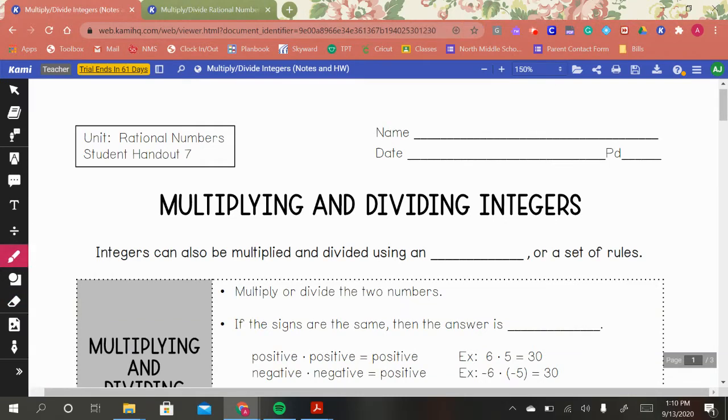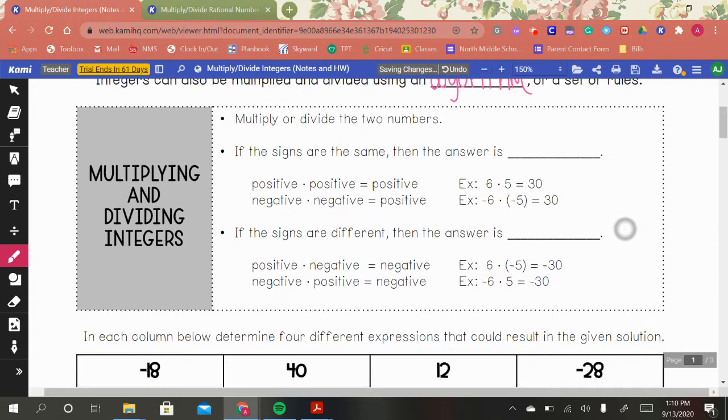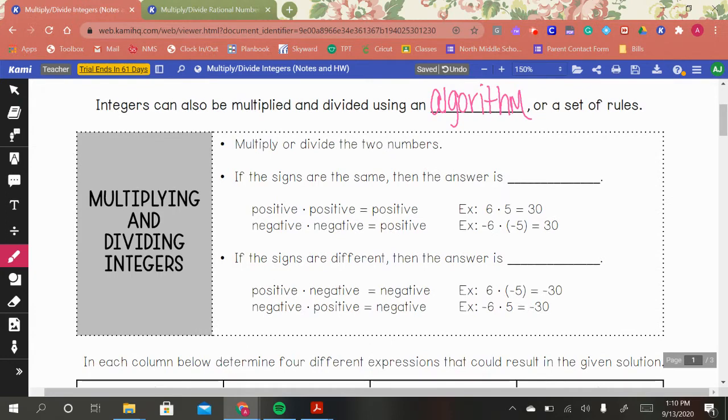Today we are going to work on multiplying and dividing integers. Integers can also be multiplied and divided using an algorithm. An algorithm is just a set of rules that you need to follow when you are multiplying and dividing. So let's move right along.